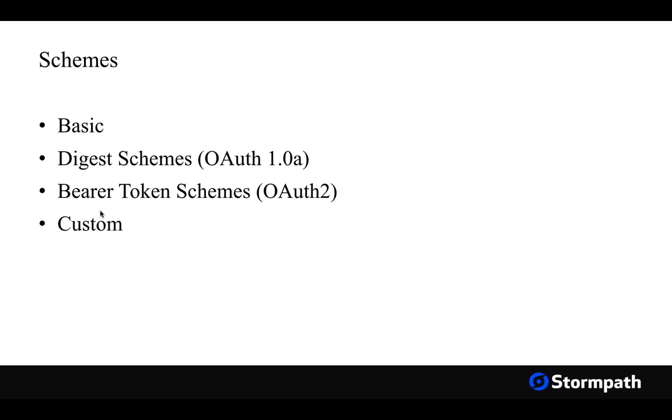We'll cover what digest schemes are. A really good example of a digest-based HTTP authentication scheme is OAuth 1.0a. We'll talk about how that works. In addition to digest schemes, there are bearer token schemes. For example, OAuth 2 is a common bearer token scheme. And we'll explain what that means, what a bearer token is. And then finally, there are custom schemes, how you might do a custom scheme or present a custom scheme for your own HTTP clients.